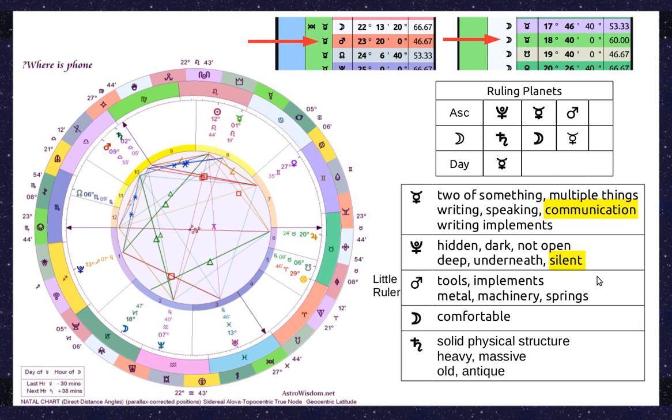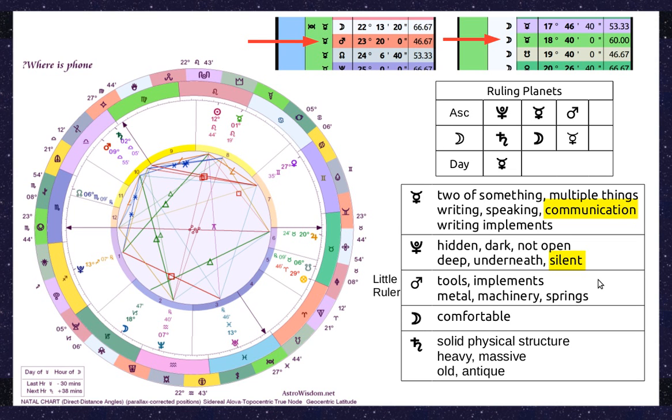Now the little ruler Mars. Little rulers govern the specifics. They do not show the general area. They show something very specific. Mars is associated with tools, with implements, with metal, any kind of machinery or springs, for example. And so this is going to tell us something specific about where it's located.